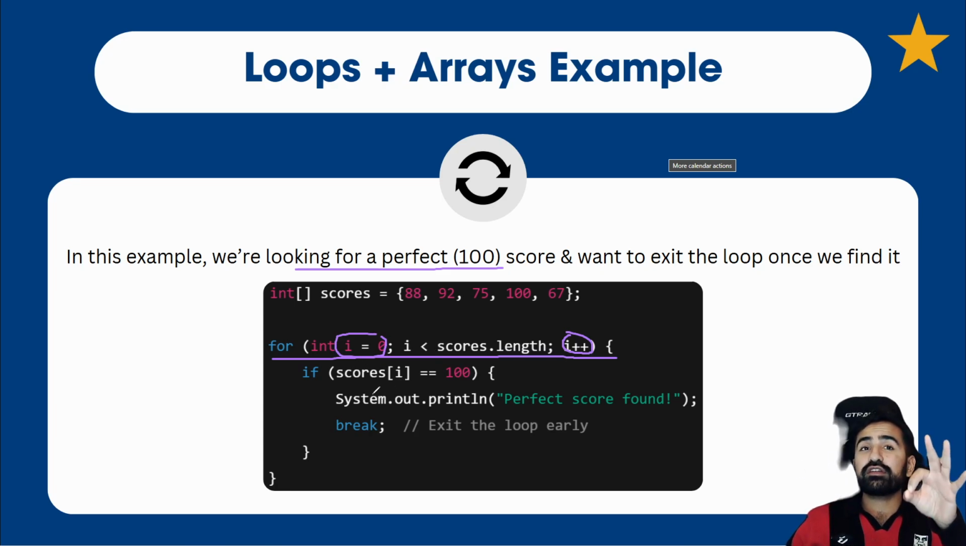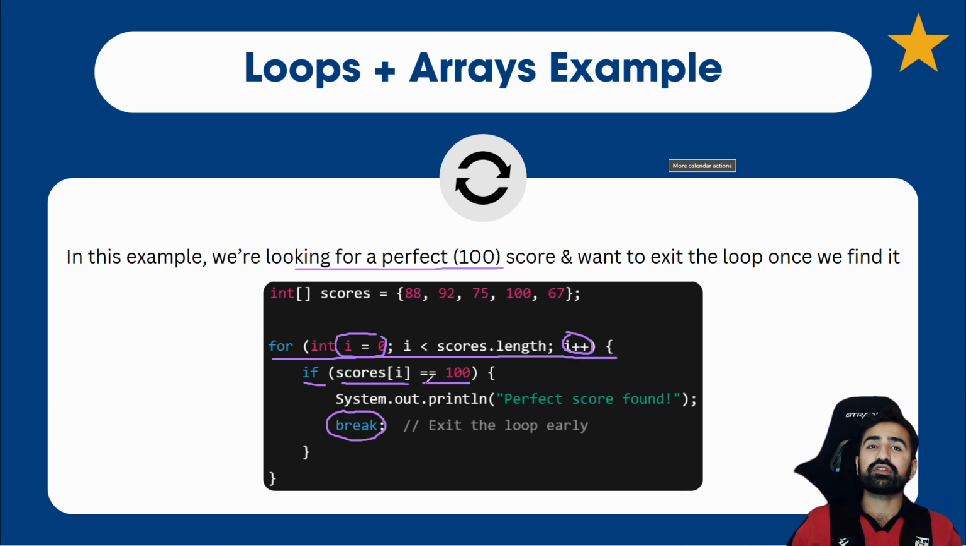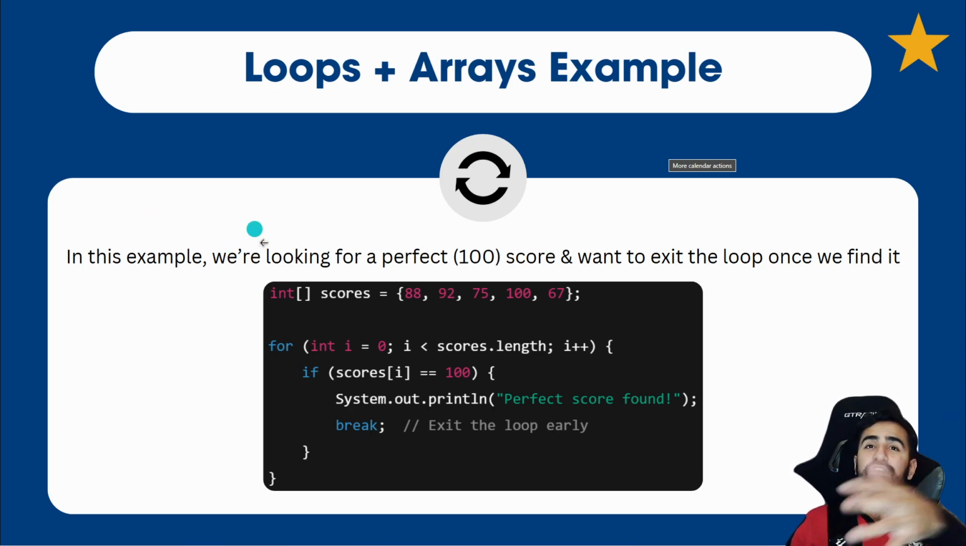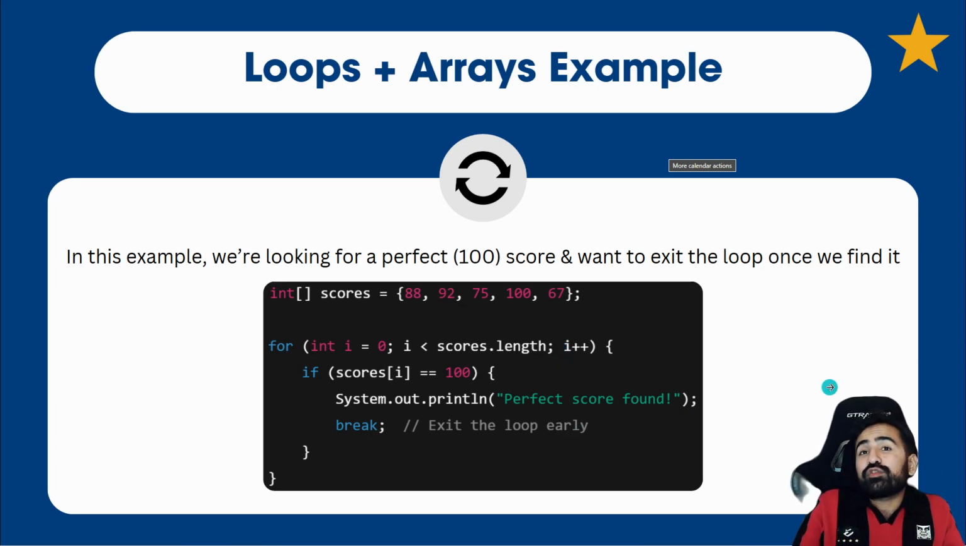The unique thing here is we're going to put a break statement if we find a score that is equal to 100. Once we do that, we'll do this print statement, and then of course the break is going to exit the loop early. So really good use of the break here. You don't want to waste time continuing accessing the other elements in the loop if you already found what you're looking for. So use the break at your own discretion, when the code asks for it.